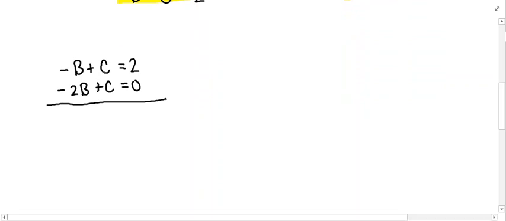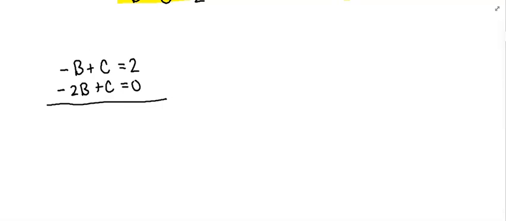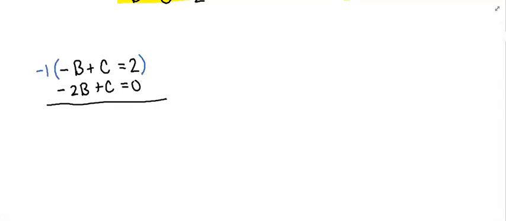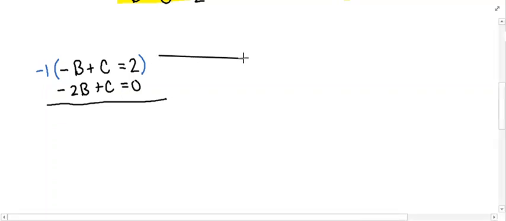Notice I have a c and a c. If one of those c's were negative, they would cancel. So what I'm going to do is multiply the first equation by negative 1. You could have done it to the second. There's lots of ways to do these solutions.